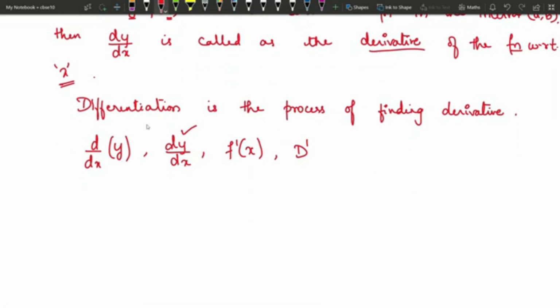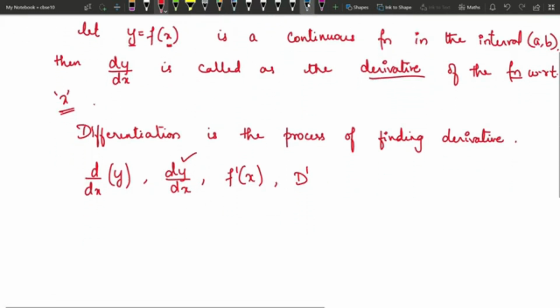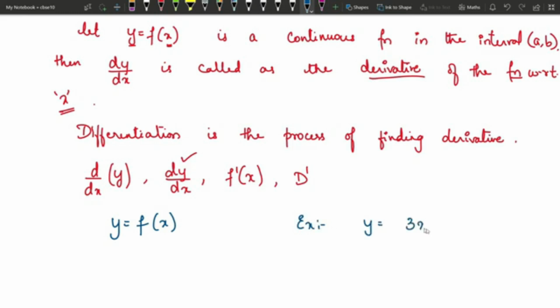Now, what is the meaning of this dy by dx? Take a function y equals f of x. For example, I will take y equals 3x minus 5. Here x is called the independent variable and y is called the dependent variable.